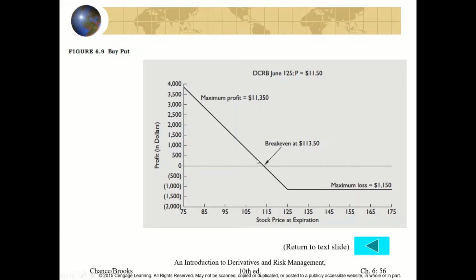Now, what's the break-even point? It's basically the strike price minus the premium I paid. Why the strike price minus the premium? Because in a put option, when I sell, I receive the strike price. So it's the strike price, the amount I'm going to receive, minus the amount paid, that will give me the break-even point. The maximum loss in a put option is basically the amount I paid for the premium. Since I entered 100 put options, my maximum loss will be 1,150.